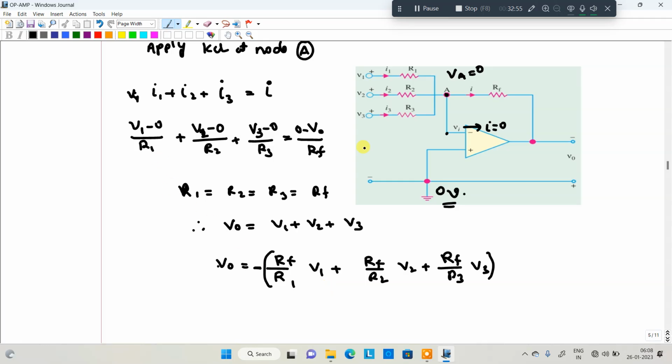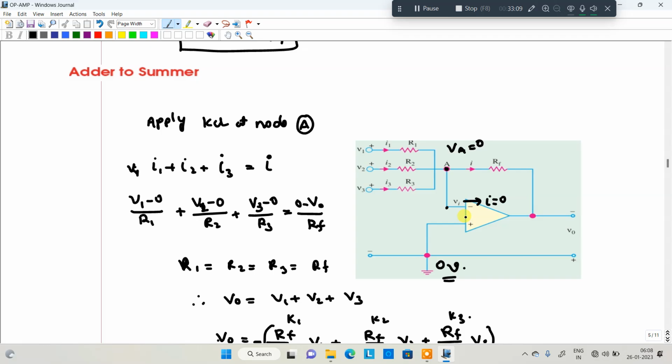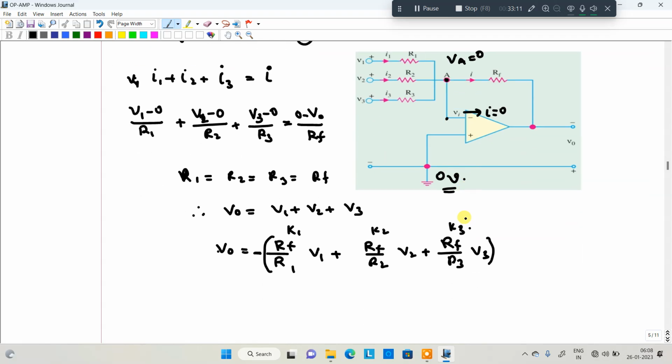Okay, so this is about the summing amplifier. In that particular case, we can consider this as a K1 constant, this as K2, and this as K3. Okay, finally got the idea. What is the summing amplifier output? V0 is equal to K1 V1 plus K2 V2 plus K3 V3, the summation of all inputs with some constants. K1, K2 and K3 are the constants.